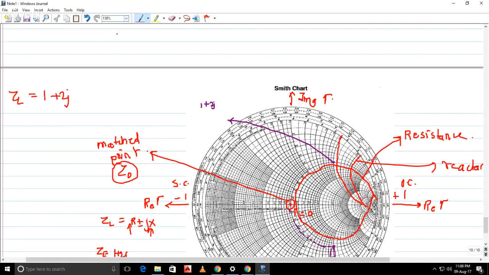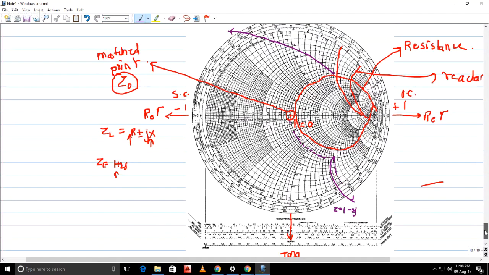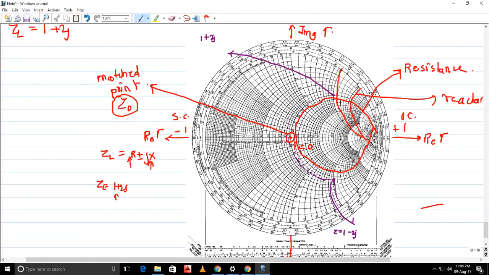The last point, which is very important, is that here we have said that the center point is Z naught. Now for a transmission line, we know that Z naught can vary based on R, L, G, C. So we can have a transmission line of 50 ohms, a transmission line of 60 ohms, a transmission line of 100 ohms, 150 ohms and so on and so forth.